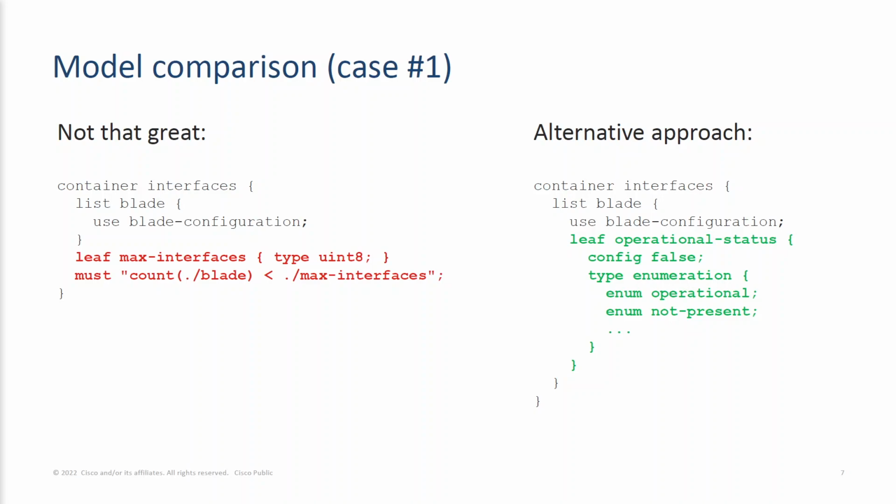Let's see some trivial example here. On the left, we have a not that great model. There is a configurable limit on the number of blades that can be set for some sort of router. On the right, we have an alternative model. There is no extra config. We have extra operational status to show effects of the configuration. Do we have too many or extra unsupported blades? They will be shown as not present in the simplified model example.